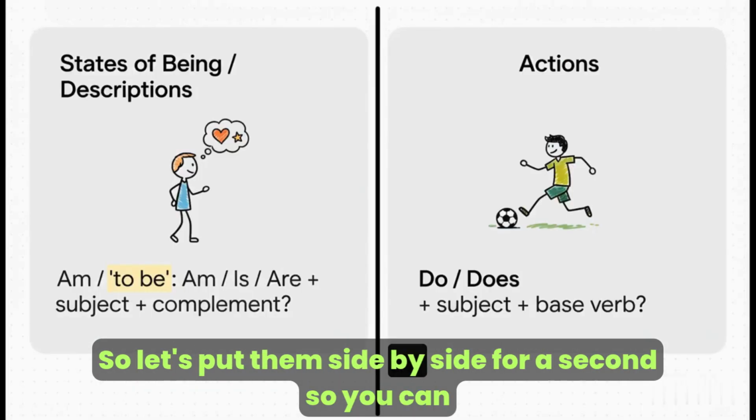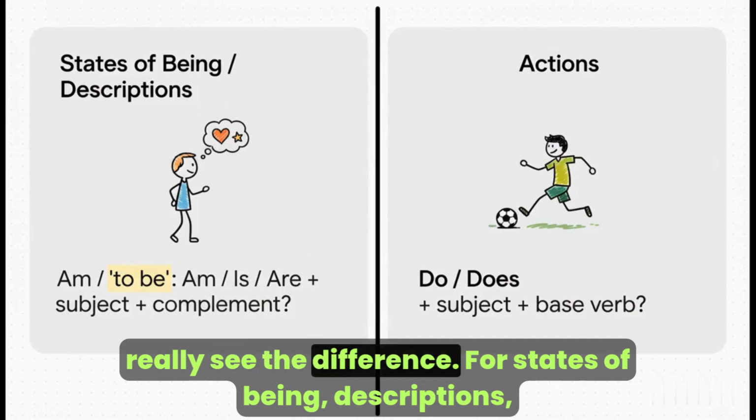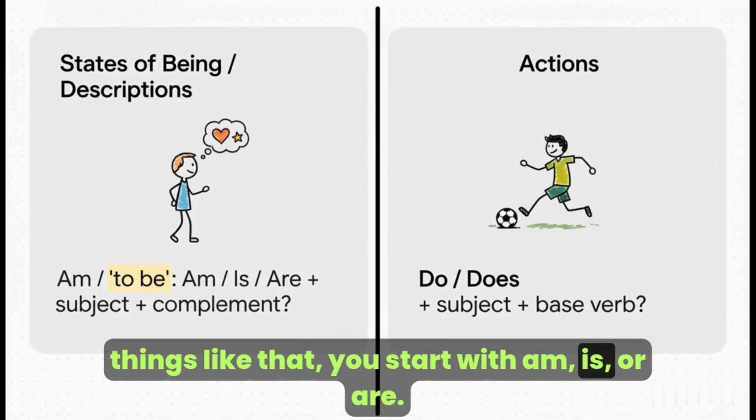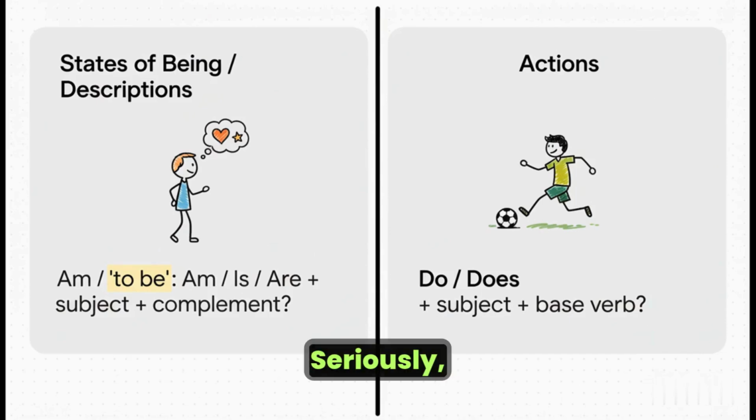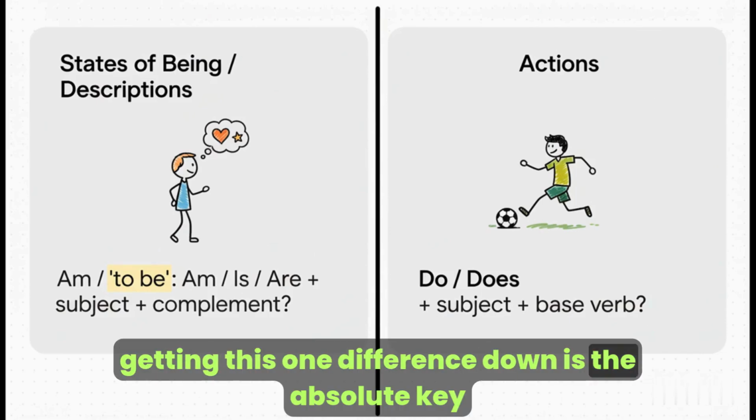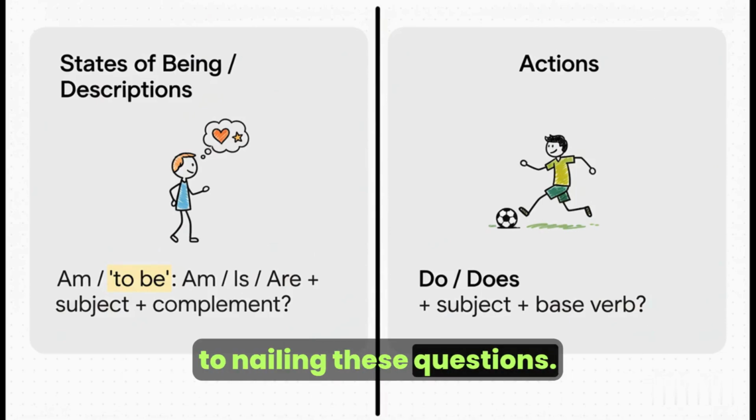So let's put them side by side for a second so you can really see the difference. For states of being, descriptions, things like that, you start with am, is, or are. For actions, you start with do or does. Seriously, getting this one difference down is the absolute key to nailing these questions.